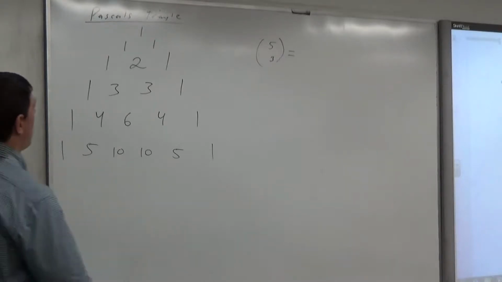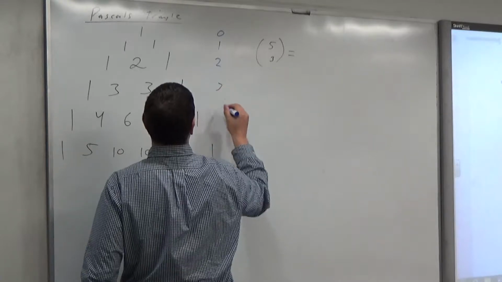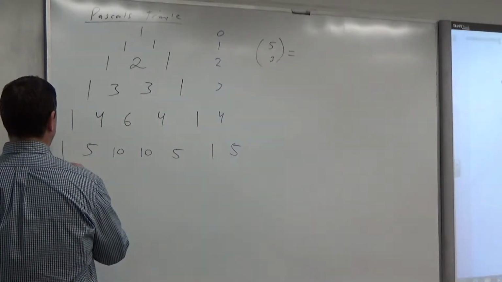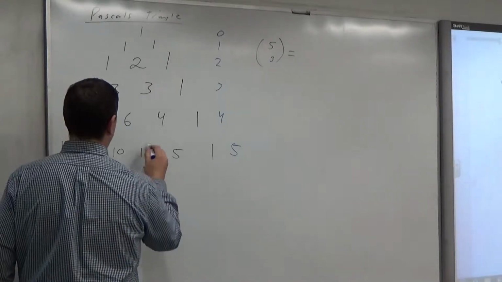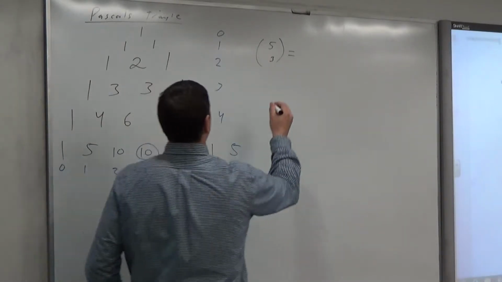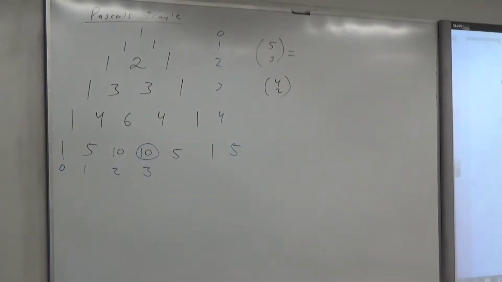You ready? I went down to the 5th row, so this is row 0, 1, 2, 3, 4, 5th row. And then I went over to the 3rd element, 0, 1, 2, 3. Hey look, there's a 10. There you go. You can evaluate any combination that way, okay? Go ahead in your calculator, evaluate 4 combination 2 in your calculator. I've already got it done.